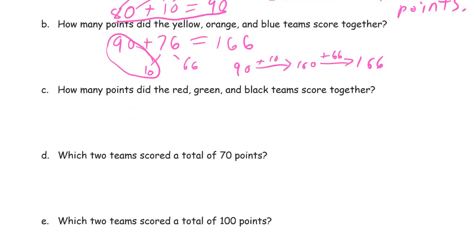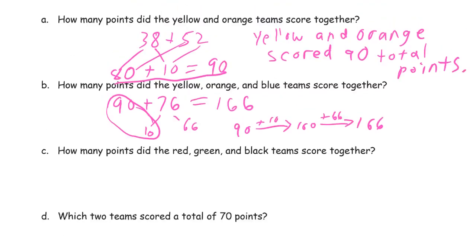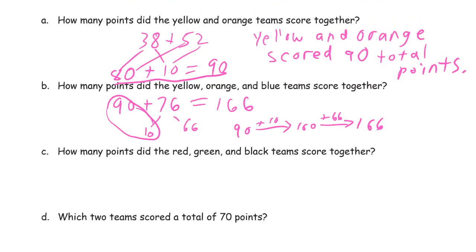How many points did the red... Oh, I need an answer statement. Yellow, orange, and blue scored 166 total points.